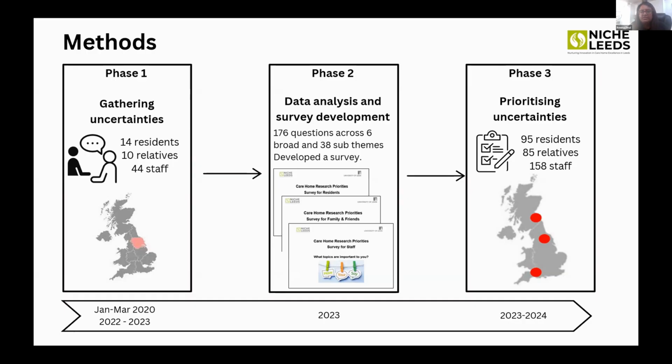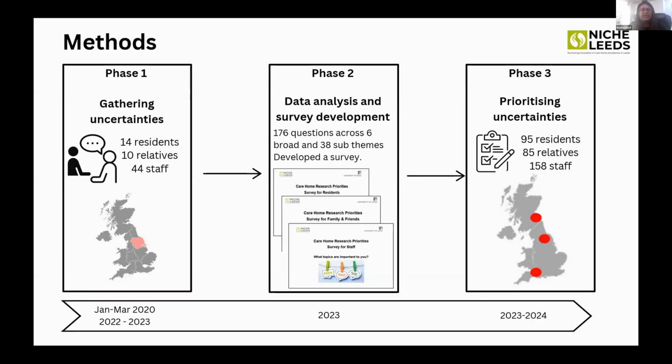And then in phase 2, we organised that data through analysing and pulling out the key questions, and we organised these into broad themes and sub-themes. And we produced a survey from that data. And the survey was basically a prioritisation survey, asking people what themes and sub-themes are most important to you.